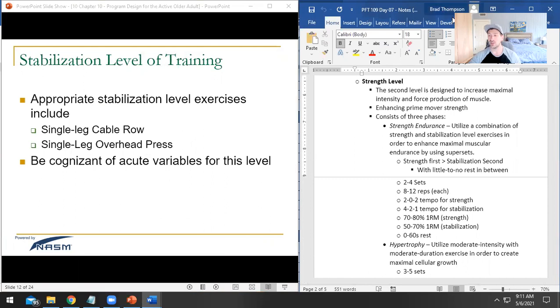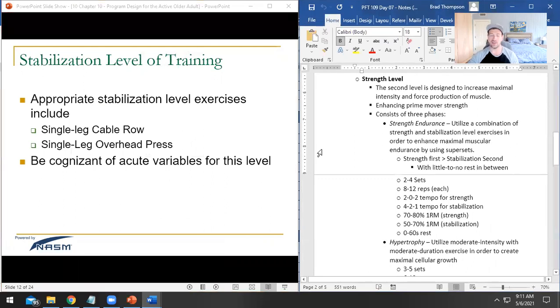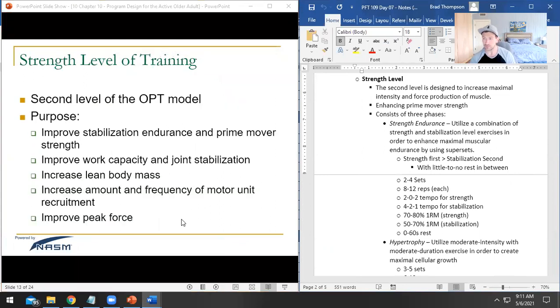Now, in the strength level, things get slightly more complicated because now we're going to see we've actually got 3 individual phases within this level, right? So first, let's talk about what the strength level is. The strength level is really designed to improve your force production. That's really what we're going for here, right?